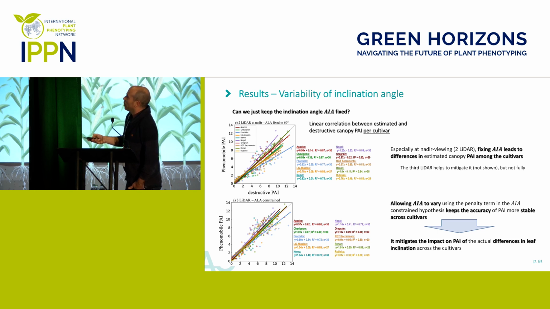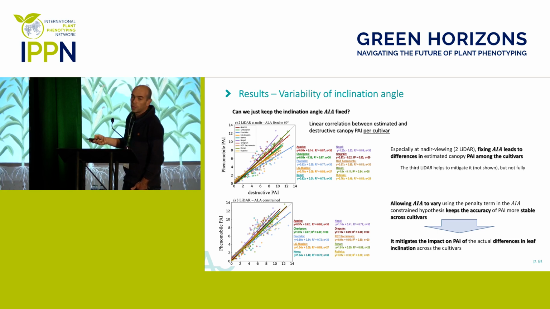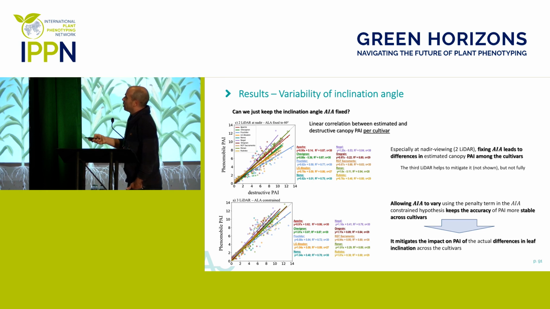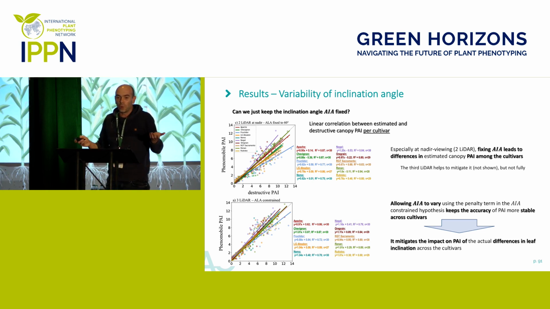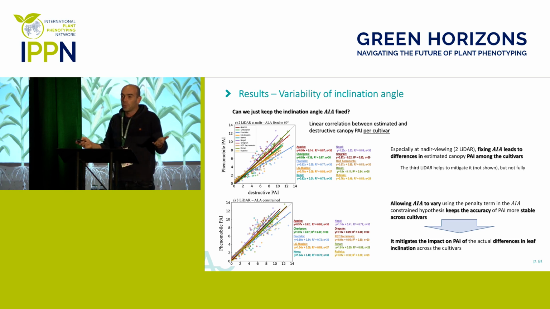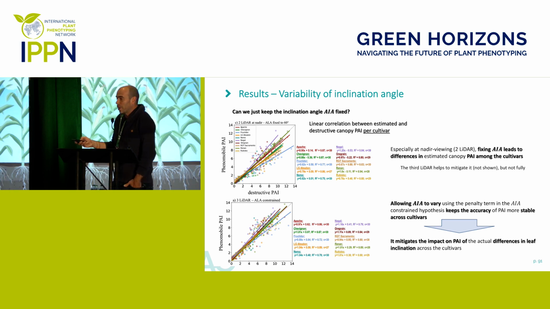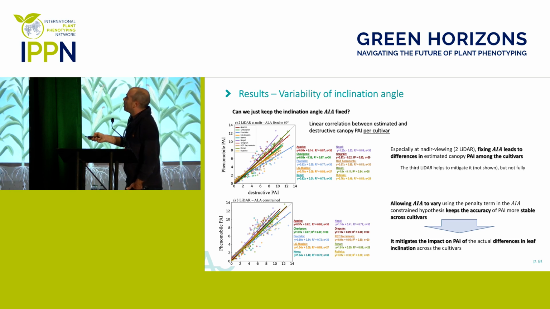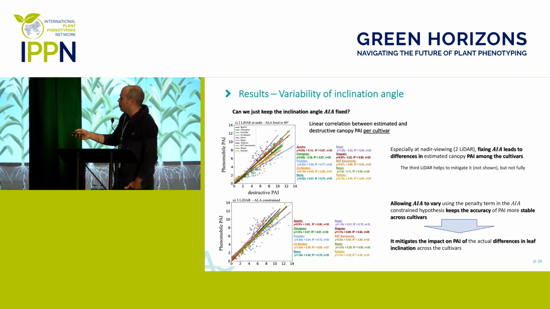So these are the correlations between estimated and destructive canopy plant area index by cultivar. When we fix the average leaf angle to 60 degrees, especially in the 2 LiDAR configuration, we have relations that are specific for the cultivar. And this is obviously not what we want from a high throughput phenotyping perspective. The 3rd LiDAR helps a little bit to mitigate, but however, these differences appear.